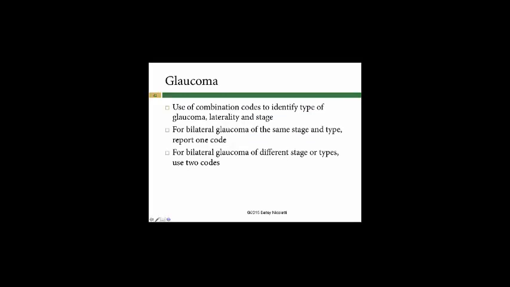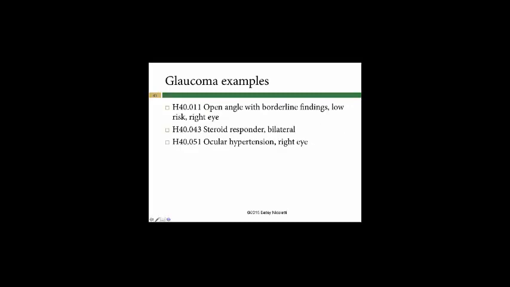Okay, so glaucoma. Glaucoma is a little different from ICD-9 to ICD-10. We have combination codes that identify the type of glaucoma, laterality, and stage. If the patient has bilateral glaucoma, and it's the same stage and type, we get to report one code. But for bilateral glaucoma where one eye has a different type or a different stage of glaucoma, we would report two codes. That's because we didn't have laterality before. This is a little bit different.